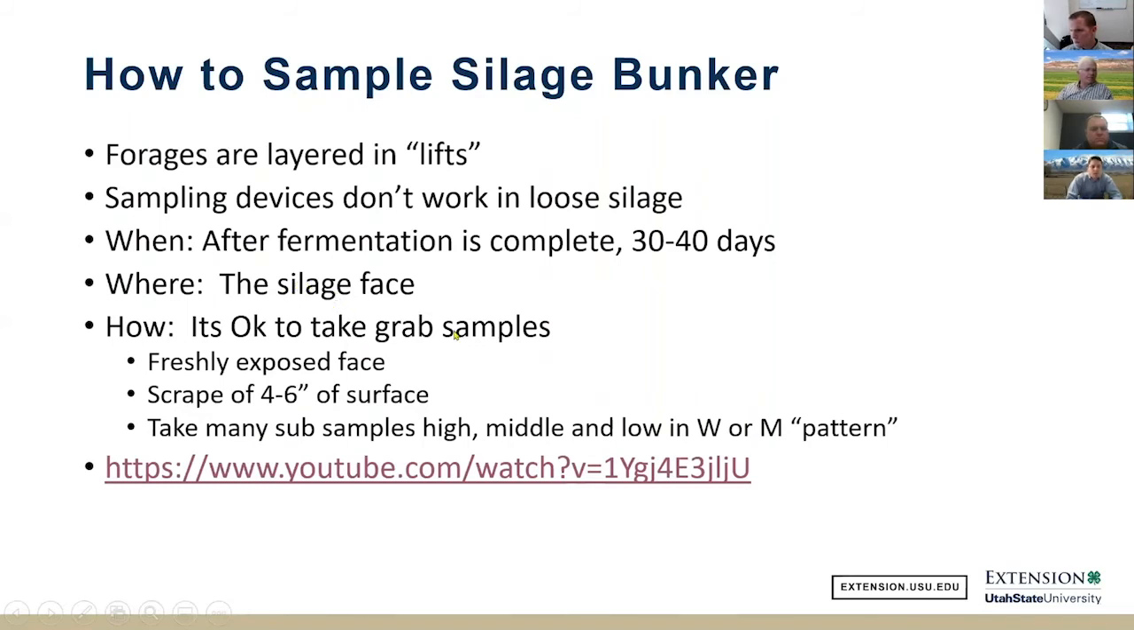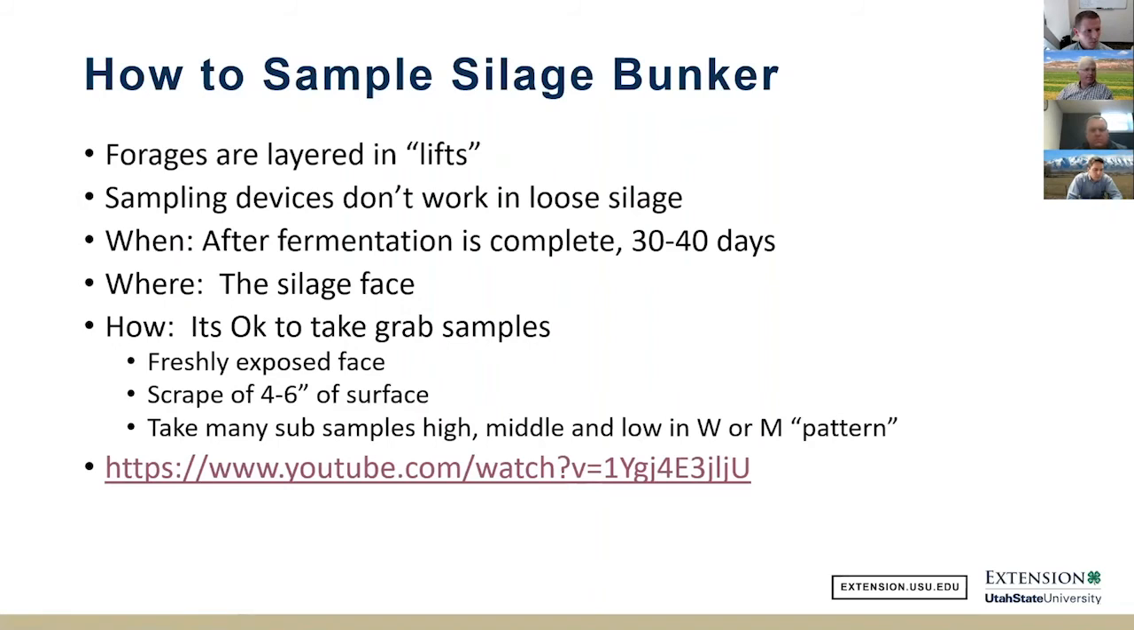I will actually skip the video here in the interest of time, but essentially you only sample the exposed face of the pit. As you pull each grab sample, you scrape off the outer 4 to 6 inches of the surface, and then reach your hand back in and grab an equal size handful of forage from multiple locations on the face of the pit. Use a W pattern or an M pattern and sample maybe 9 to 12 places on the face of the pit.